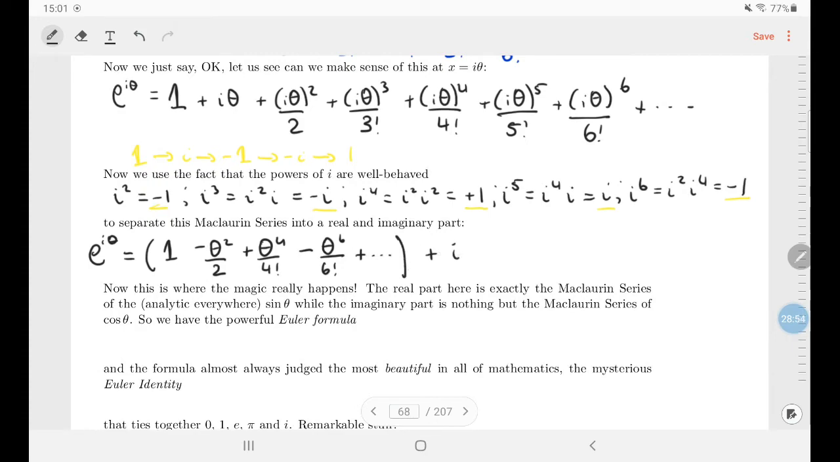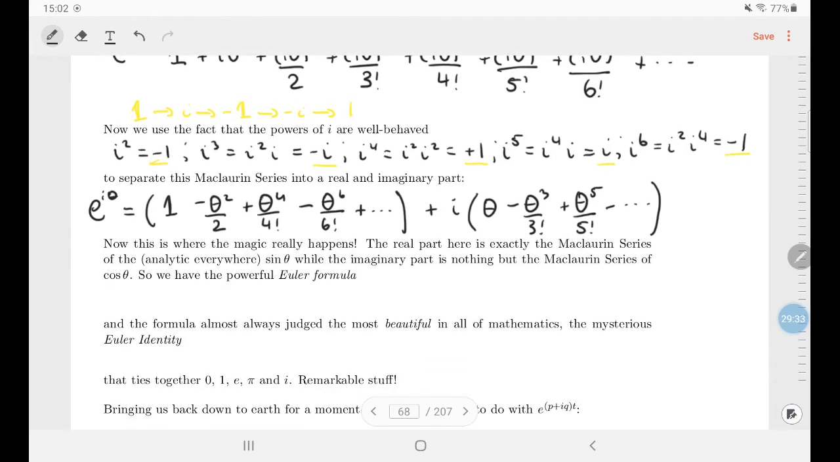Plus, now take the i's out of the imaginary ones. So the even powers of I give you real numbers and the odd powers of I give you imaginary numbers. So take the I out of the imaginary. The first one is I theta, you're just left with theta. Then look at the third term, I theta cubed over 3 factorial. Take out one of the i's, so it's I squared, which is minus 1, theta cubed over 3 factorial. Then look at the I theta to the 5. Take out one of the i's, so it's I to the 4, which is 1, by theta to the 5 over 5 factorial. And that pattern goes on forever and ever.